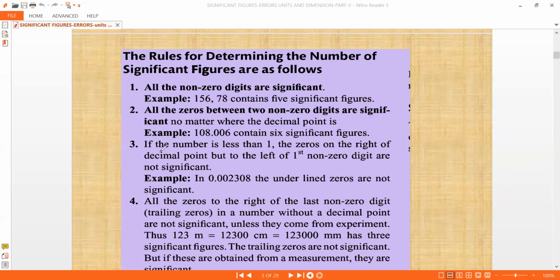Let us take the third point. If the number is less than 1, that means any number less than 1, it is a proper fraction.